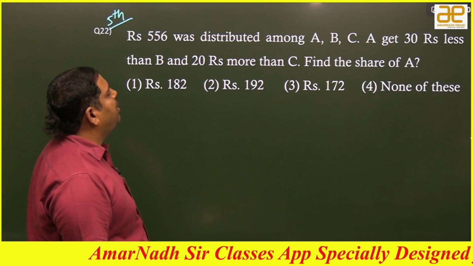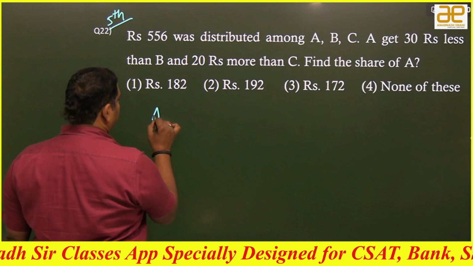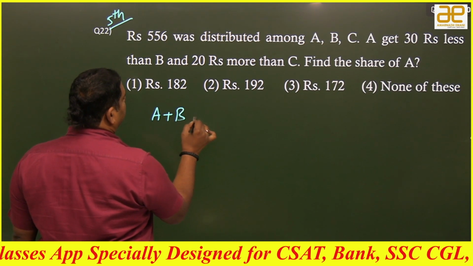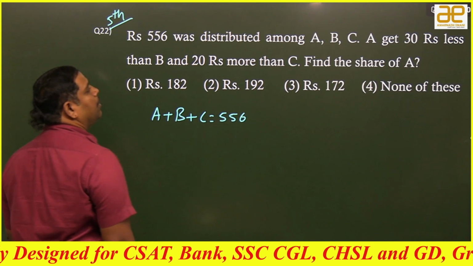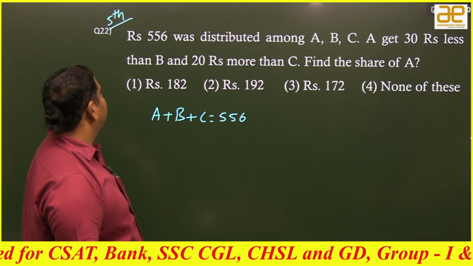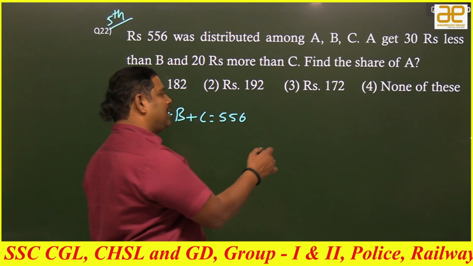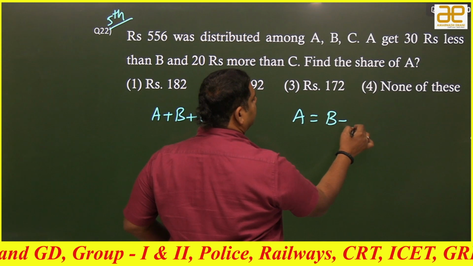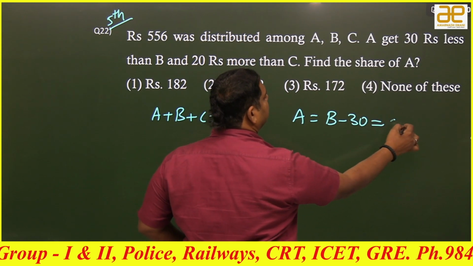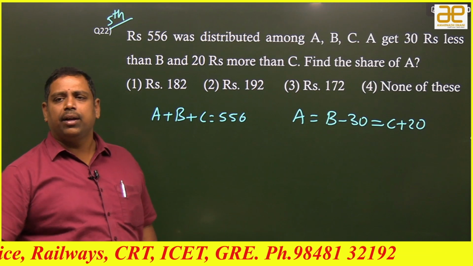556 rupees was distributed among A, B, C. Means A, B, C, all 3 members together distributed 556 rupees. A gets 30 less than B and 20 more than C. A gets 30 less than B means A is equal to B minus 30, and 20 more than C means C plus 20. This is the statement he made. Find the share of A.